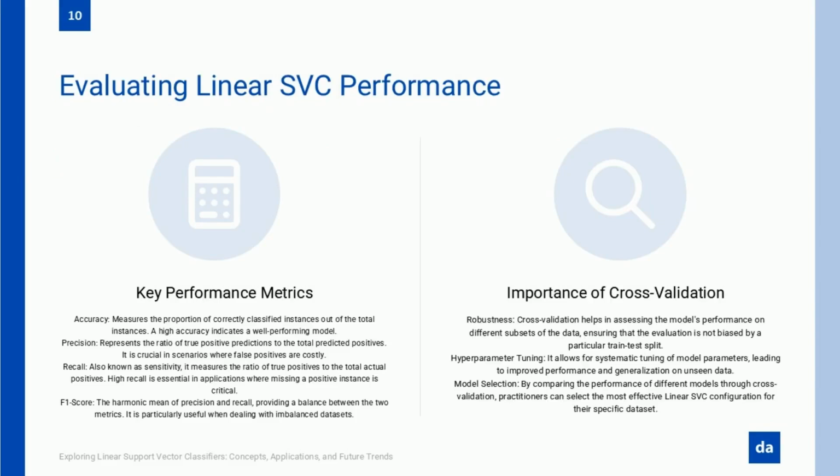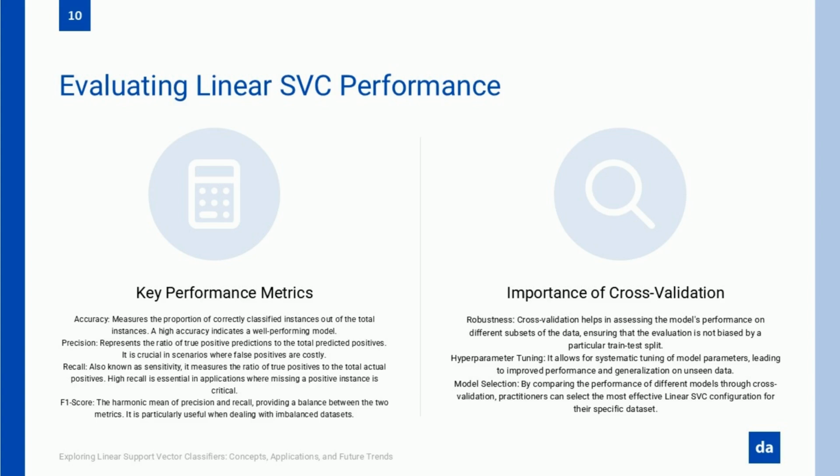Imagine you've built a powerful race car, but before taking it to the track, you need to make sure it performs at its best. You don't just assume it's fast, you test it under different conditions, measure its speed, check how it handles curves, and fine-tune its settings. This is exactly what happens in machine learning when evaluating a linear support vector classifier, SVC.